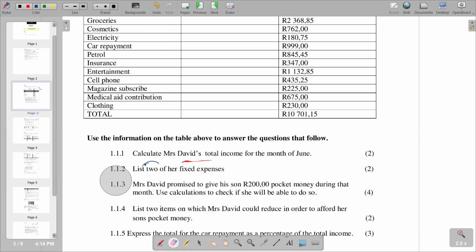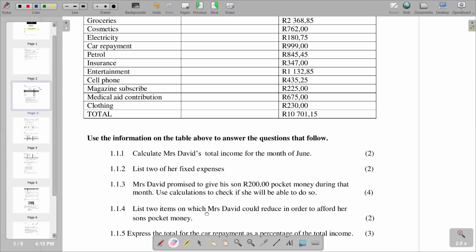So moving on to 1.1.3. Miss David promised to give his son 200 rands pocket money during that month. Use calculations to check if she will be able to do so. For us to see if she will be able to do so, we need to see the net income that is remaining after paying all the expenses. If we have an amount that is more than 200 rands, it means there's enough money. But if the net income is less than 200 rands, it means there is not enough money.